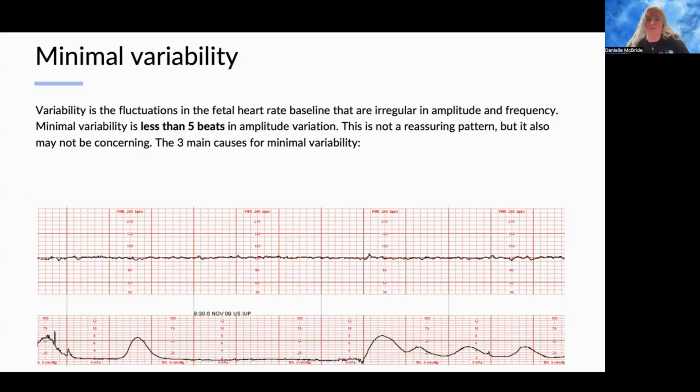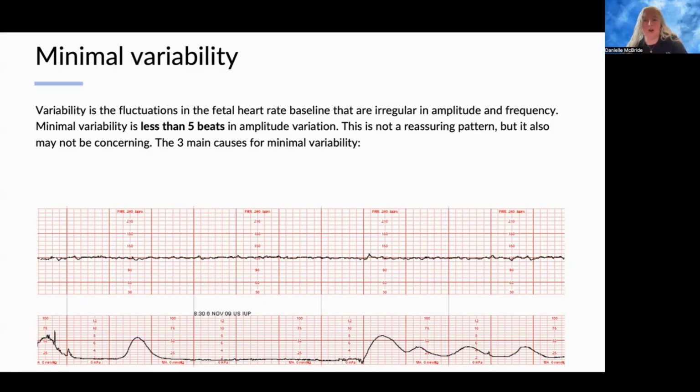Minimal variability is going to be less than 5 beats of an amplitude change. You can look at this tracing and easily see the baseline at about 120. You can see that these variations are not as pronounced; those amplitude variations are less than 5 beats around the baseline. This is minimal variability. Minimal variability is not a reassuring pattern, but it also may not be concerning.